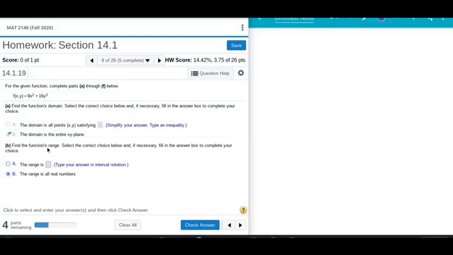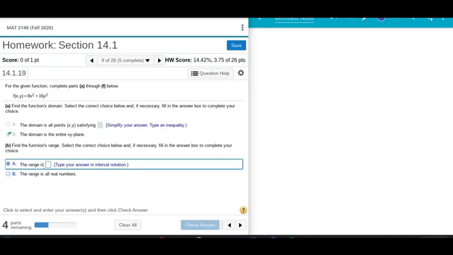So for the range, we have to think about what kind of numbers would come out based on our domain. So if we plug in any real number in for x and y, what kind of numbers come out? And is there any kind of restriction on what comes out? Well, let's see. If we plug in positive numbers for x and y, we're going to get out positive numbers. If we plug in 0, we're going to get 0. But if we plug in negative numbers, when we square them, they're going to turn positive. So no matter what numbers we plug in for x and y, this function will actually never be negative.